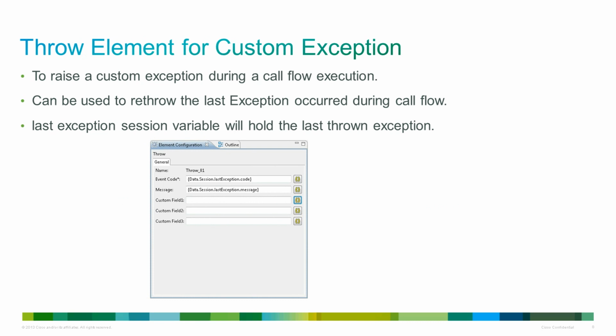In 10.5 release, we have added a new element called Throw. This is to raise a custom exception during a call flow execution. You can either hardcode the event code and message and throw the exception, or you can reuse the last exception session variable, which will be available through the substitution tag builder. As you can see in the diagram, here we have used the last exception code and last exception message to throw the exception. You can also specify some custom fields which can be reused later through the session data.